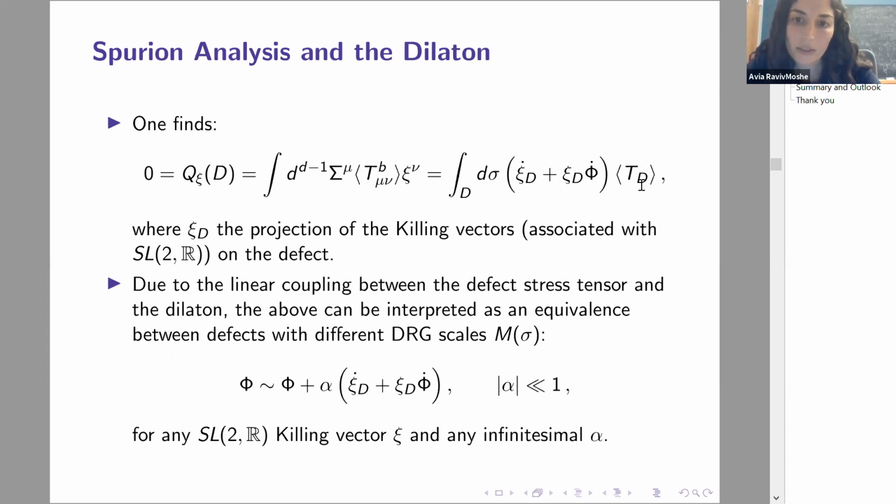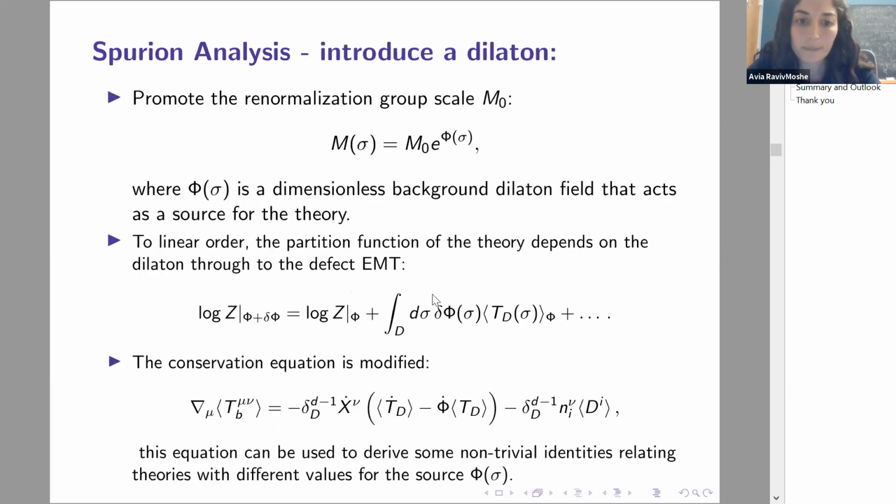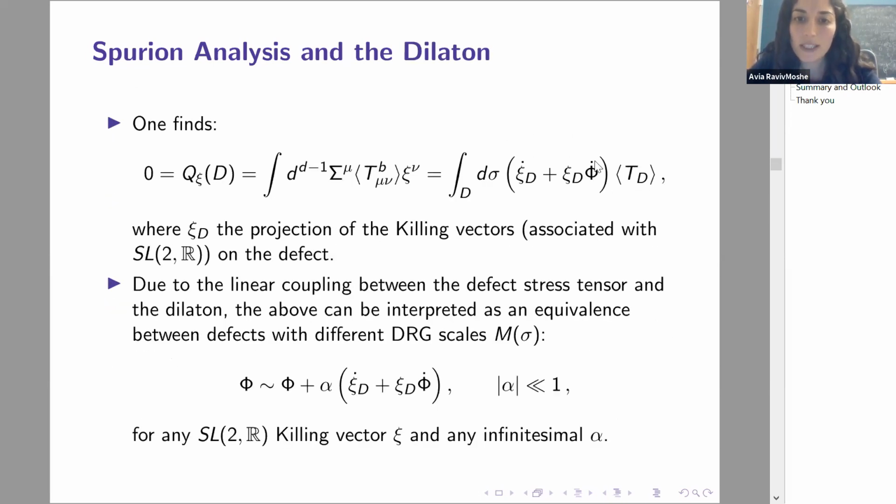Now we get this expression, and due to the linear coupling between the dilaton and the stress tensor, we can interpret this relation as simply the equivalence between theories with some φ and theories with φ modified by this amount, where α is some infinitesimal parameter. And so this equivalence holds for every infinitesimal α, and for any of the three conformal Killing vectors of the SL(2,R).